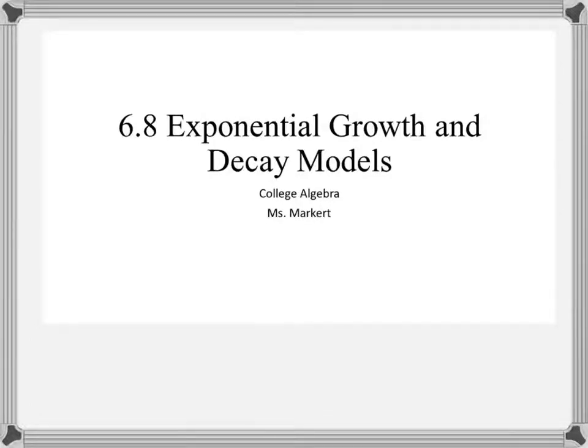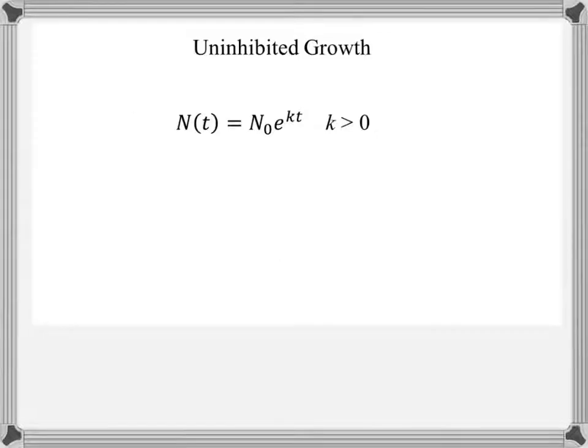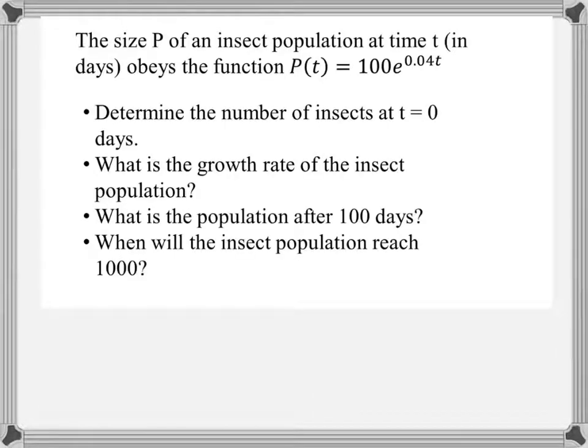Exponential growth and decay models. Uninhibited growth can be modeled using this equation: N of t equals N sub 0 times e to the kt, where k is greater than 0. Let's use that for this problem.